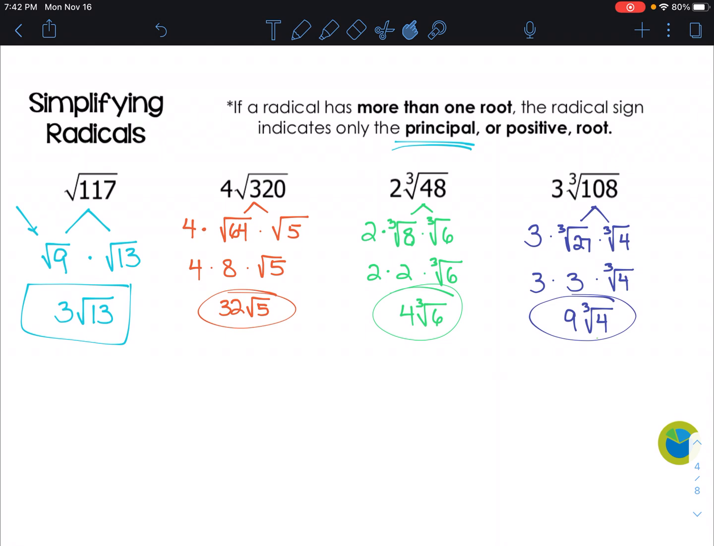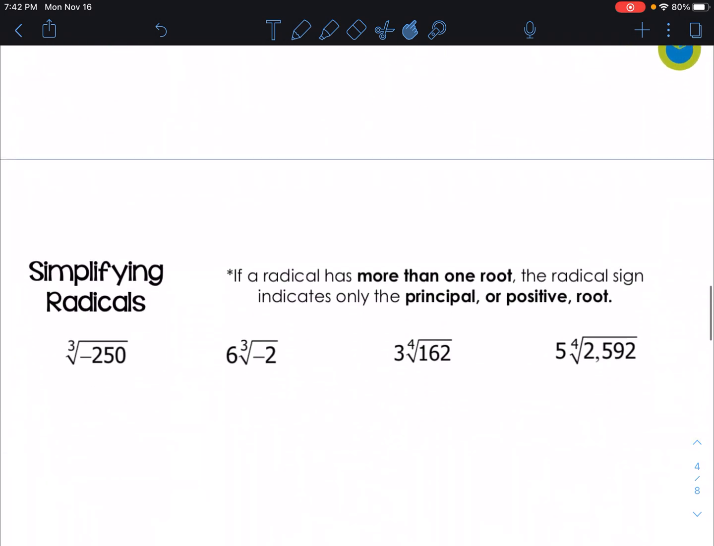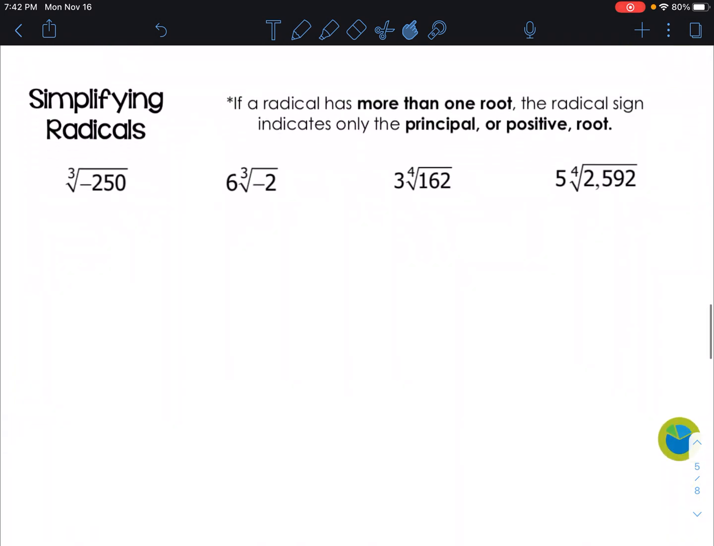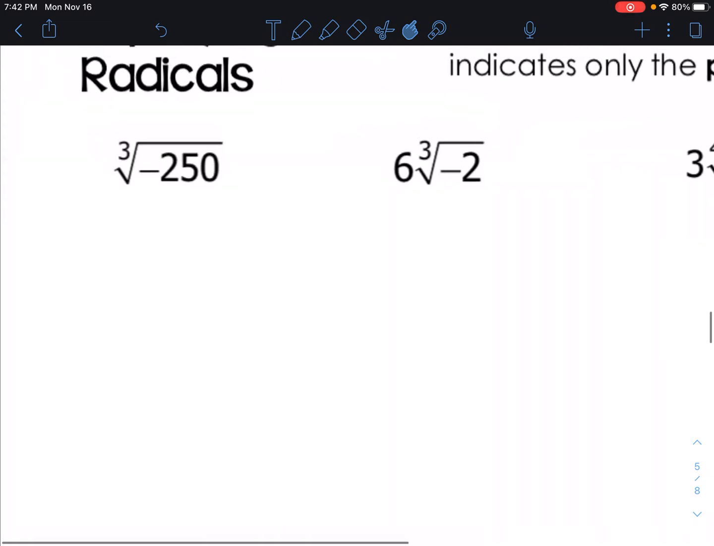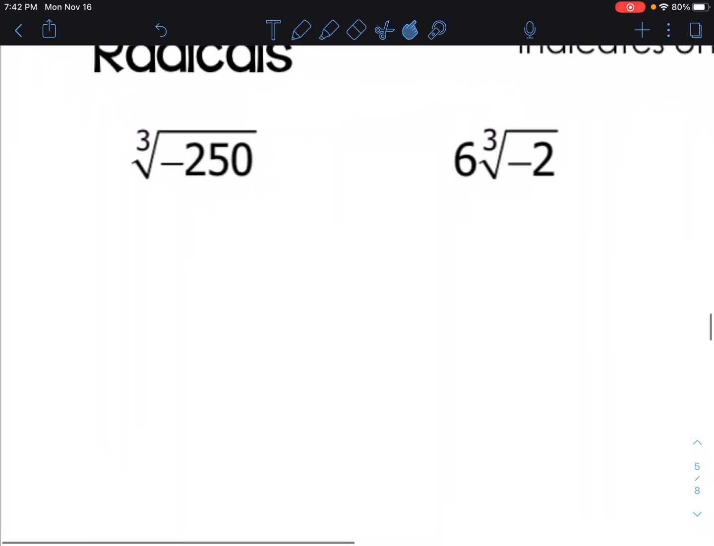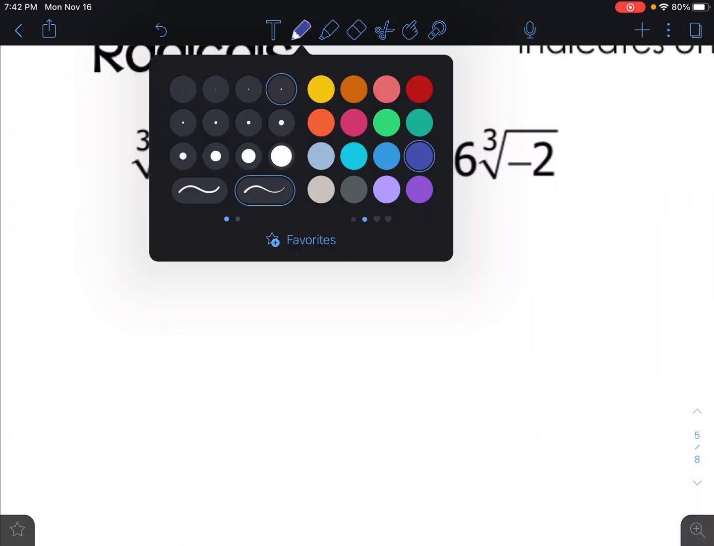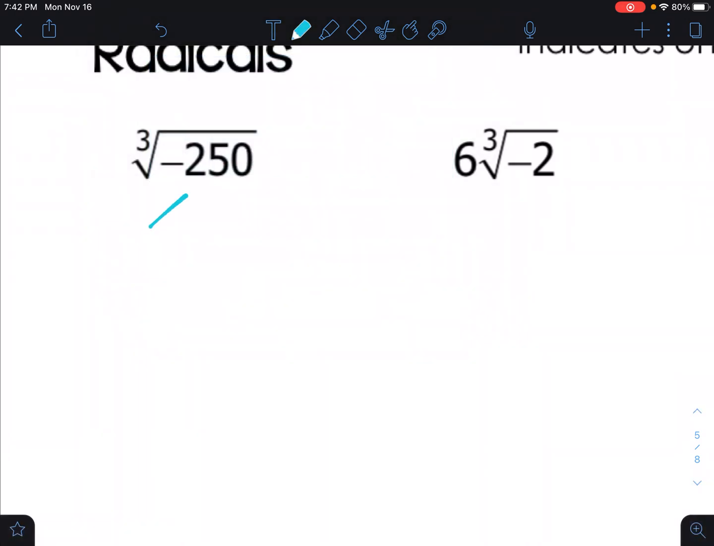Okay, I want to do another one here. So let's take a look at this first one. Notice it's got a negative. So whenever you have a negative, you want to pull that into the perfect square, or in this case cube, part of your problem. So when I break this apart, you can just start by writing that.